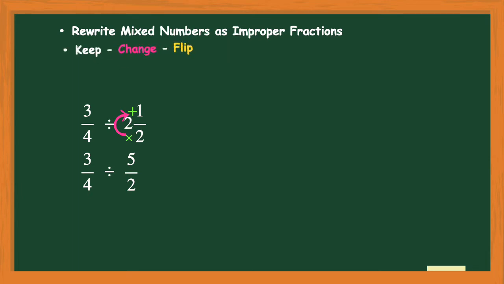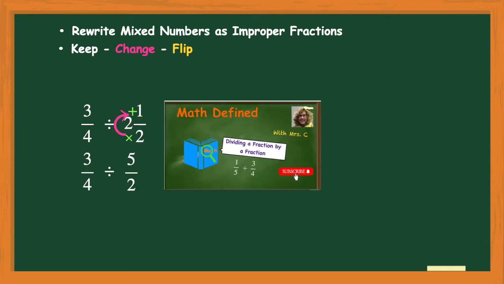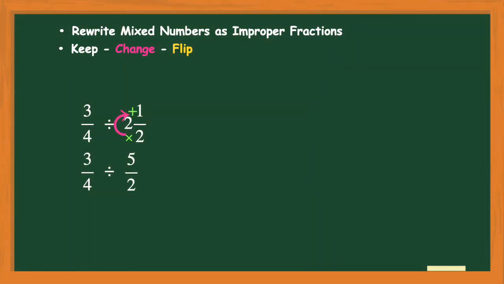So what I'm going to do now, since I have a pair of fractions, is use that division strategy of keep, change, and flip to continue with the division process. If you're confused about what that strategy is, I encourage you to go ahead and check out my previous video about dividing a fraction by a fraction. I give a little bit more explanation about that strategy and some practice problems. So let's continue with that strategy.